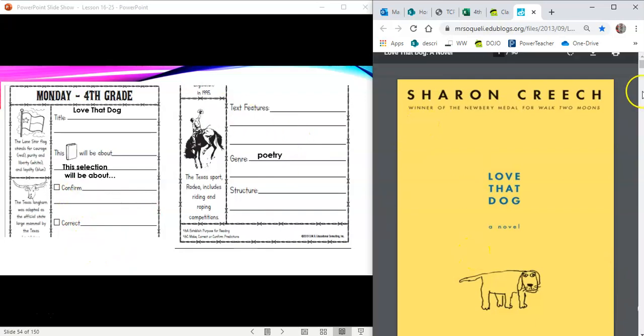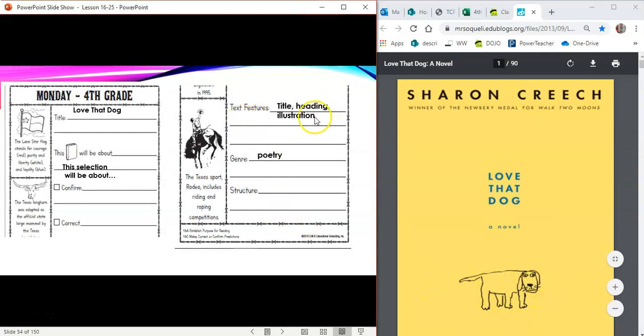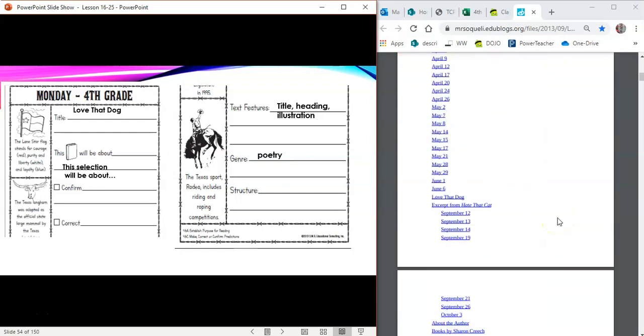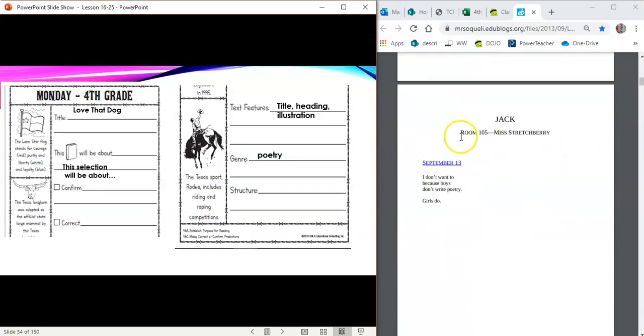Now, boys and girls, what text features did we say? So this is called the title, right? Love That Dog. And then we said this is called an illustration. So let's go ahead and write that on text features. We also see what? I see a heading, right? So here when I go to the date, this is considered a heading. It's right here. Now remember the structure, that means the way the author or this poet wrote it is how? Kind of like a journal entry, right?